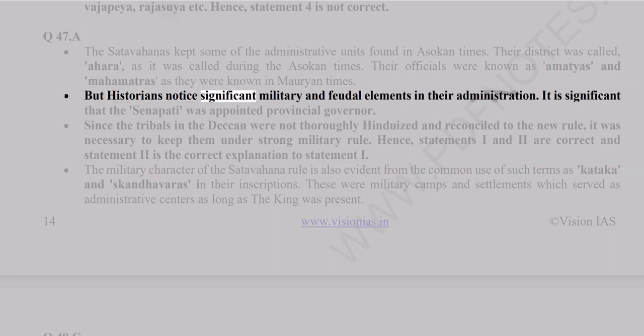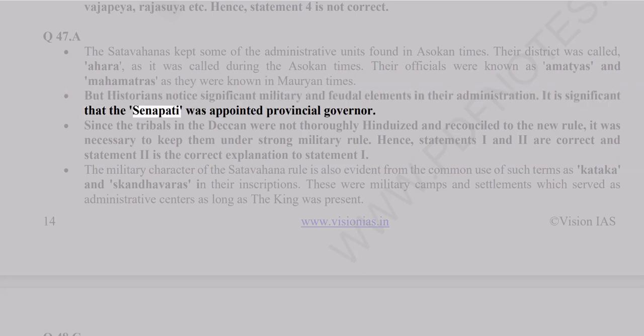But historians note significant military and feudal elements in their administration. It is significant that the Senapati was appointed provincial governor.